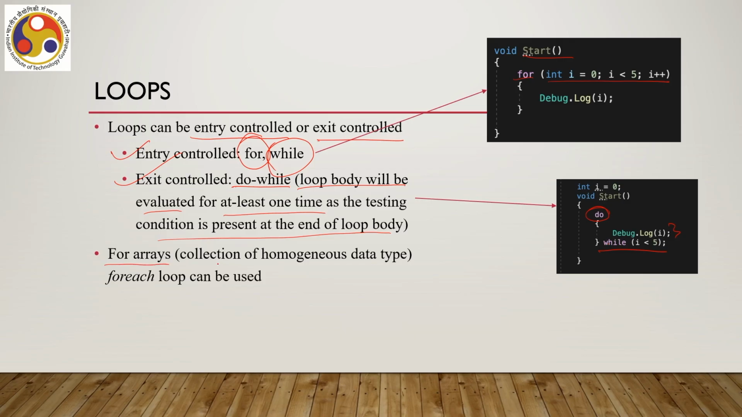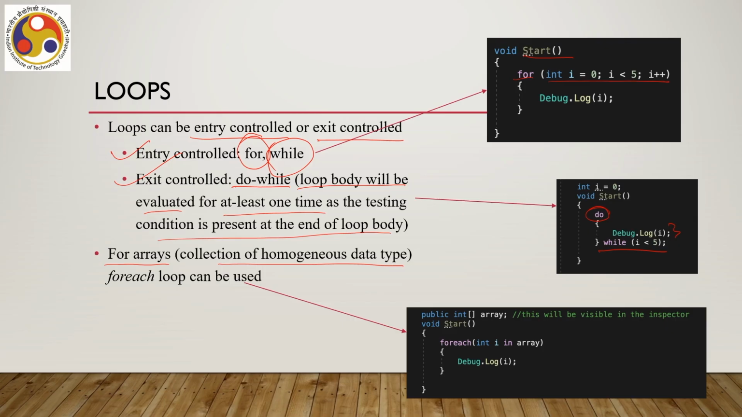For arrays or collections of homogeneous data type, a foreach loop can be used. That makes life easier for a programmer. Instead of dealing with individual data items, we can directly use the foreach.